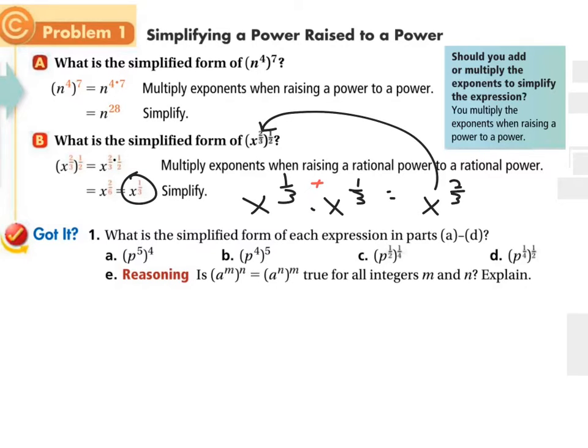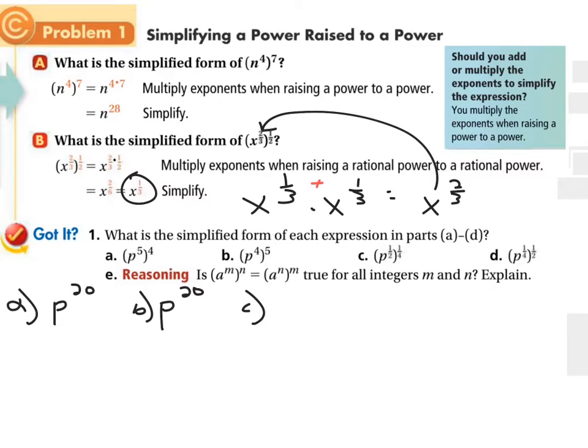Okay, so let's do these one at a time. A: p to the 5th raised to the 4th, we're going to multiply the exponents. 5 times 4 is 20. We get p to the 20th power. B: p to the 4th raised to the 5th power, we're going to multiply them. 4 times 5 is 20. We get p to the 20. And you might see how this relates to question E, but we'll keep going and we'll solve all of these and then we can re-examine that.